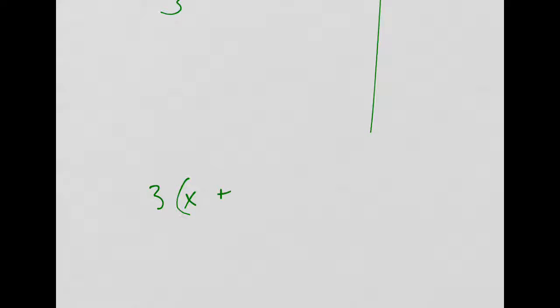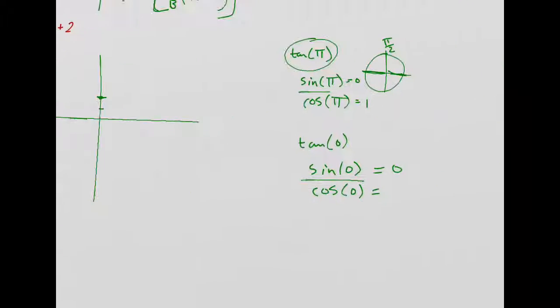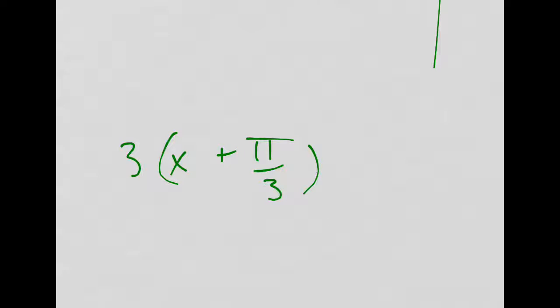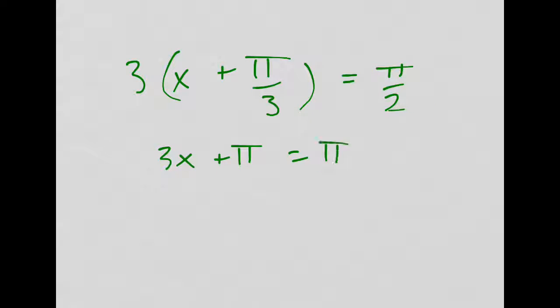But I have this, and I want to figure out when this equals pi over 2. Because if I do tangent of pi over 2, I get a 0 in the denominator, which means I have an asymptote. So for what x value is this equal to pi over 2? And I'll just solve. 3x plus pi equals pi over 2. Subtract pi.